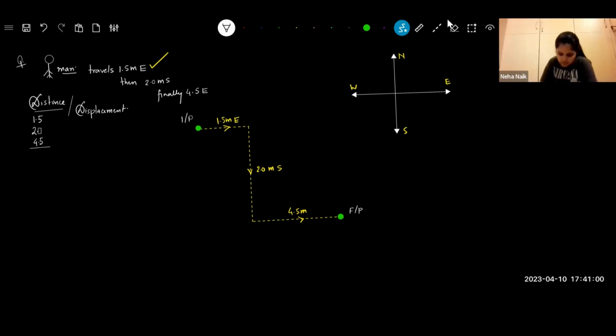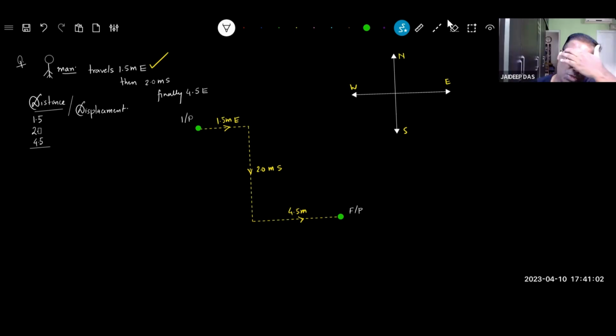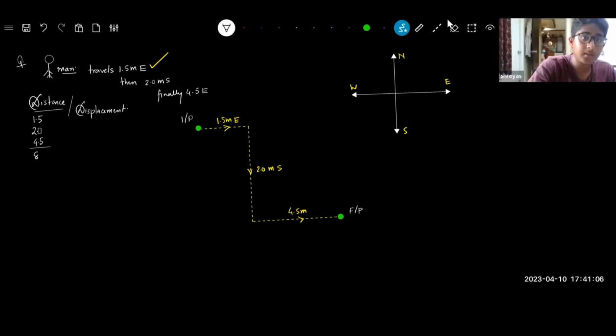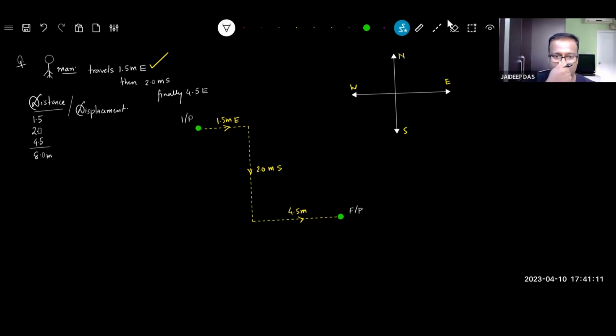1.5, 2.0, 4.5. How much does it count up to? 8 meters. 4 plus 2 is 6, 6 plus 1 is 7, and 0.5 makes it 8. His distance is 8 meters. How many of you have understood how I calculated the distance?